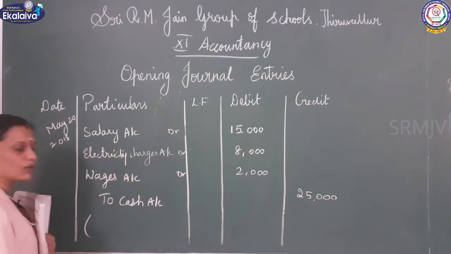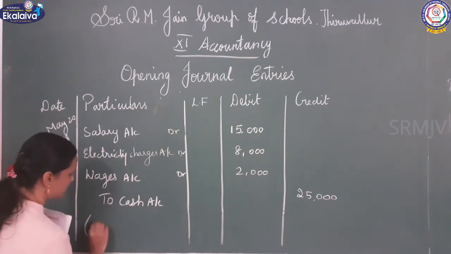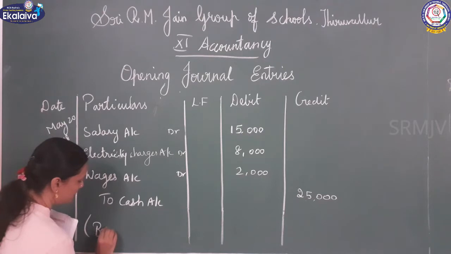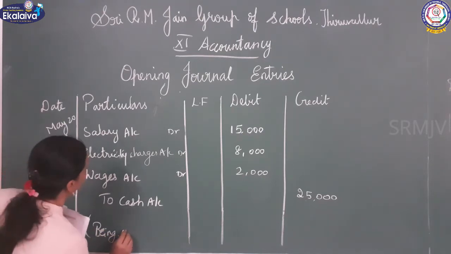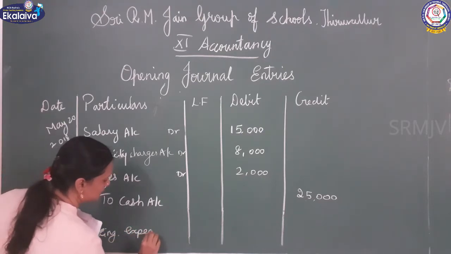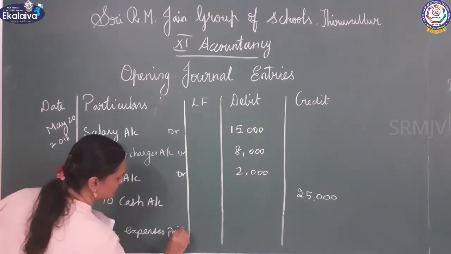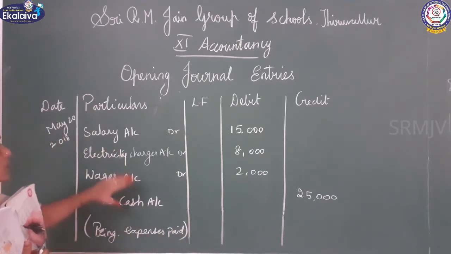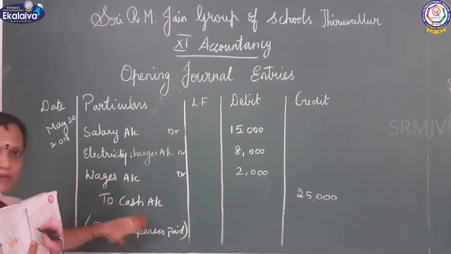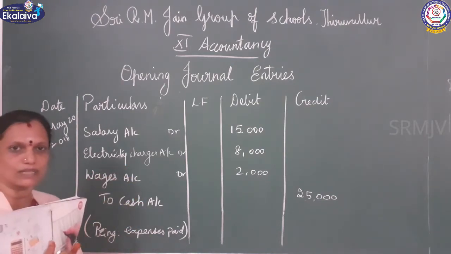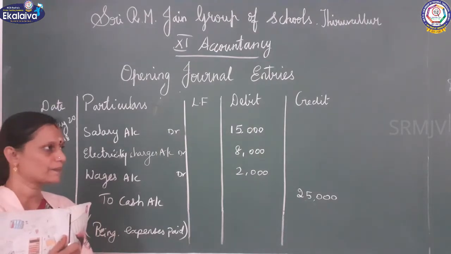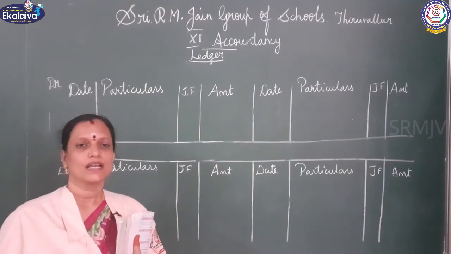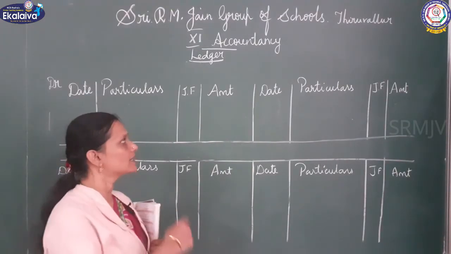So here you have to write being expenses paid. Okay, being expenses paid, you have to write the narration. So this is a journal. In this compound journal, how we are going to enter into the ledger, we will see, children. Now we are going to enter into the ledger, children.